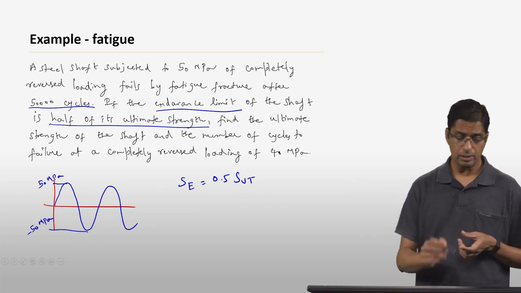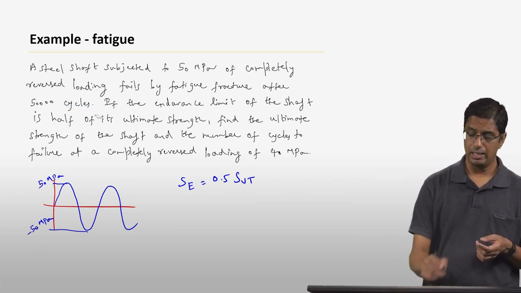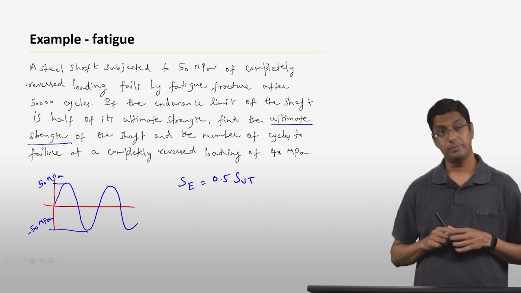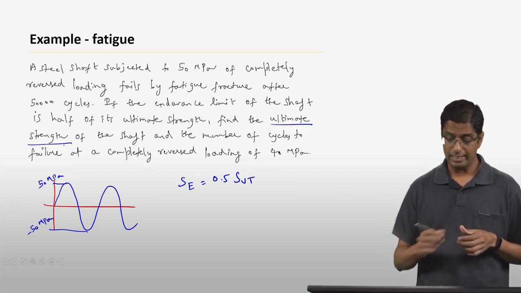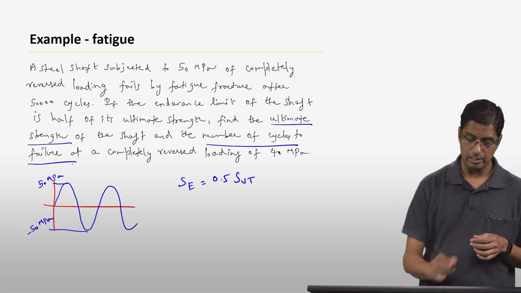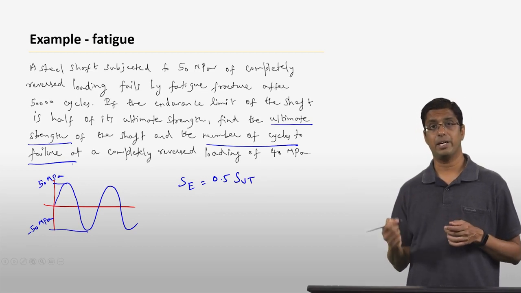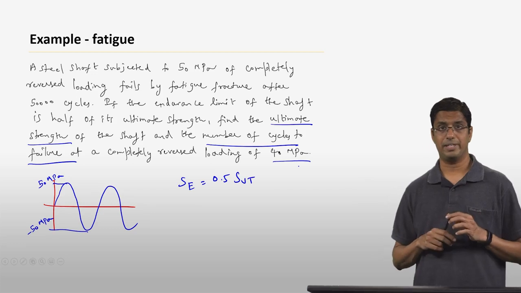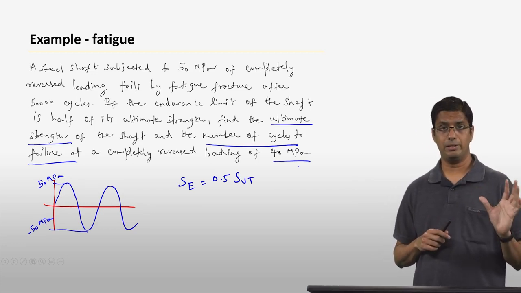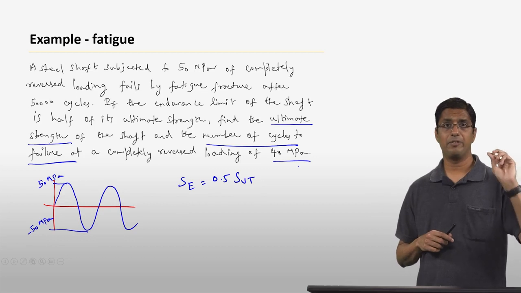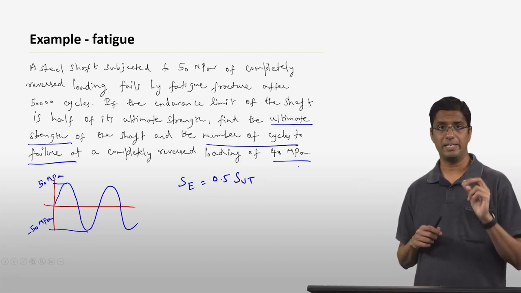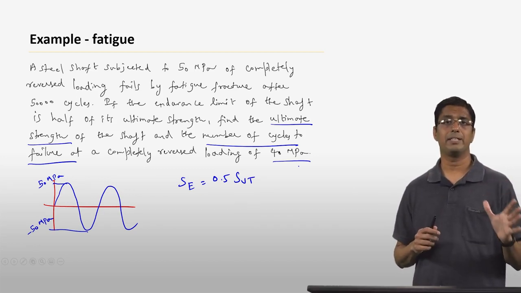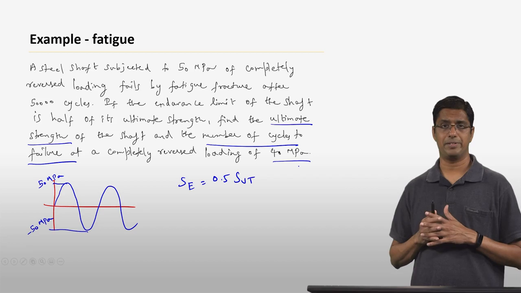You're given these two pieces of information, and you're asked to find out the ultimate strength S_UT and the number of cycles to failure when a completely reversed loading of 40 MPa is applied. So there are two things that you're asked to find out. You are given two pieces of information. One is that if you apply 50 MPa of completely reversed loading, it takes 50,000 cycles for the shaft to fail. And you're also given that the endurance limit is half of the ultimate strength.